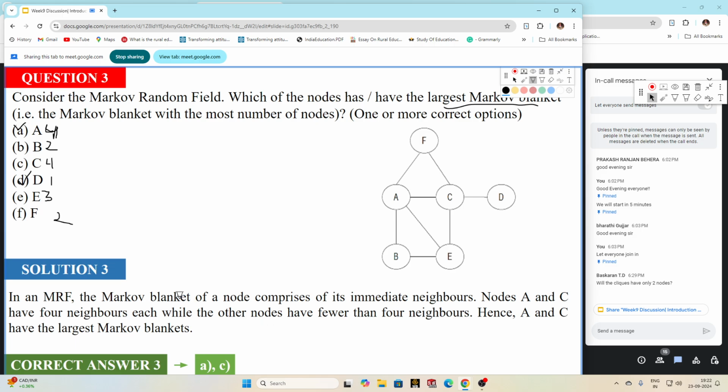A as well as, sorry, C. So we need to consider only the immediate neighbors, is it? Yes, the Markov blanket means immediate neighbors only. A as well as C have 4 nodes, that is the maximum, so A and C are your correct answer. Is it clear to everyone? Okay, I think it is clear. Any doubt?